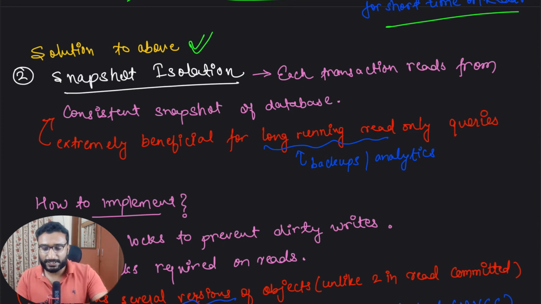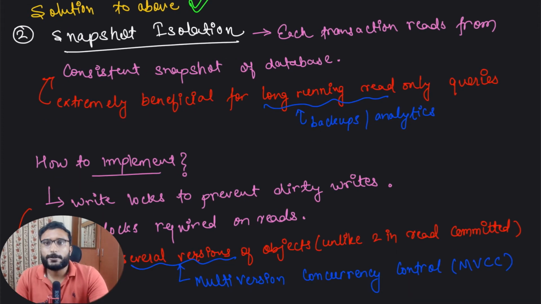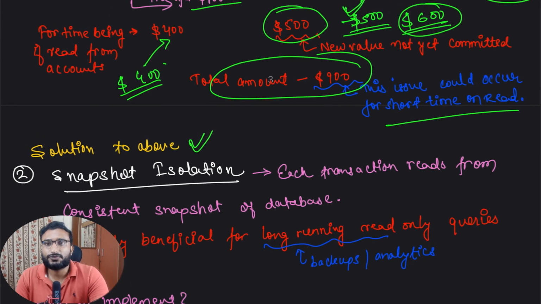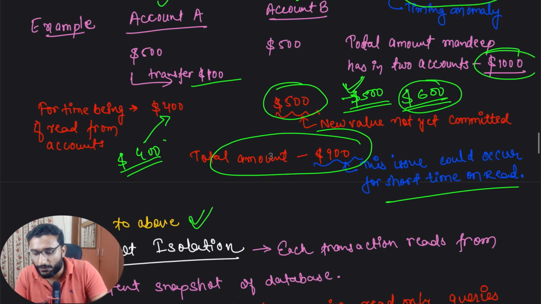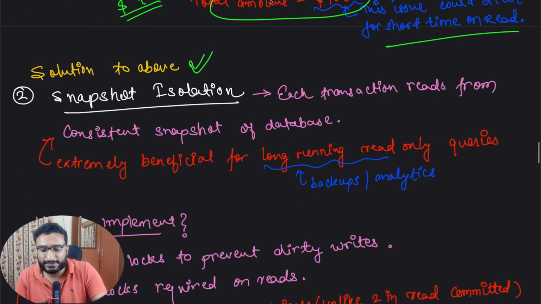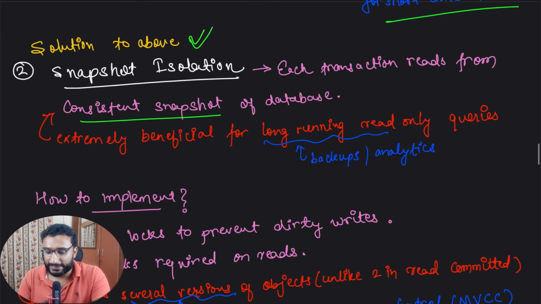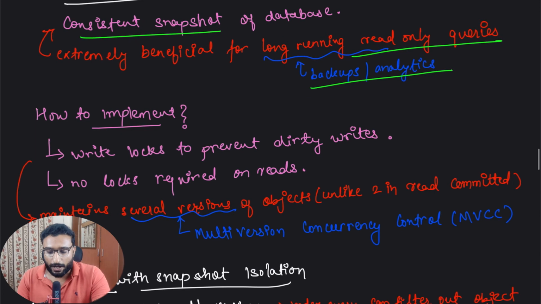Each transaction reads from a consistent snapshot of the database. So you will maintain a consistent snapshot of the database, and all those use cases can be served from here. All the analytics use cases or the backups or anything you are maintaining, so that you can avoid this read skew problem. You can maintain a consistent snapshot of a database, and it extremely benefits long running read queries, backups, analytics, which we discussed.